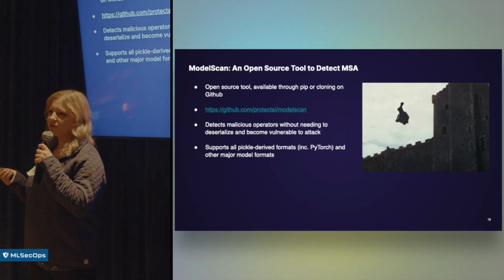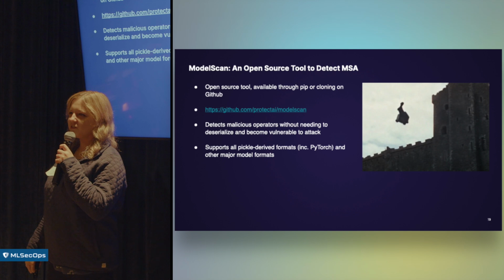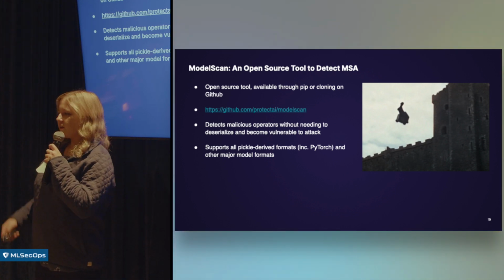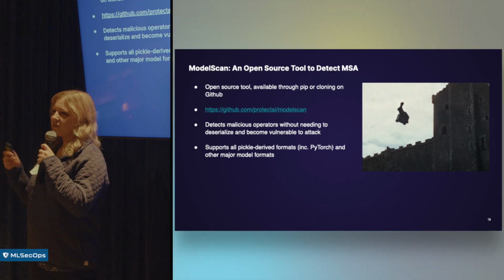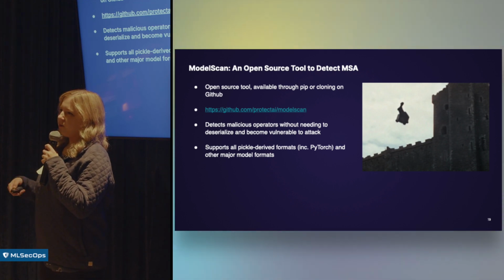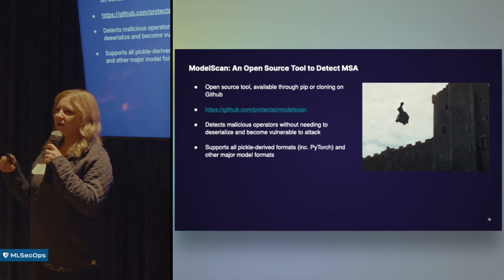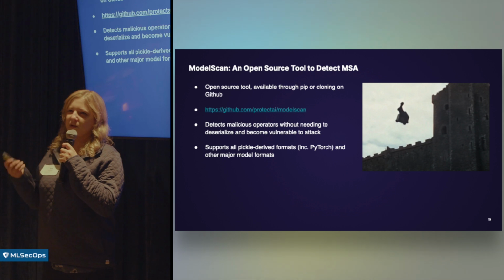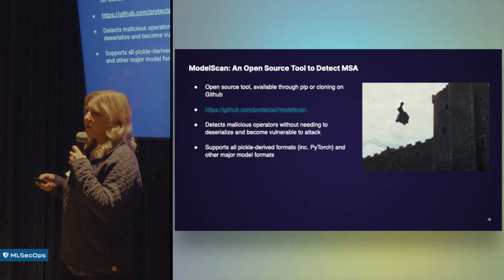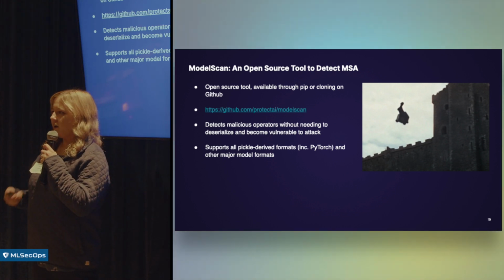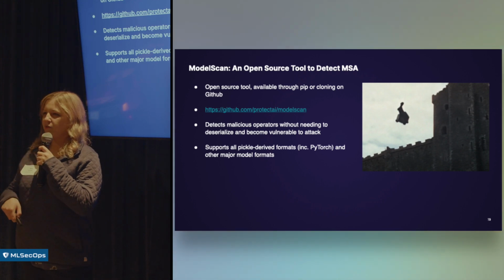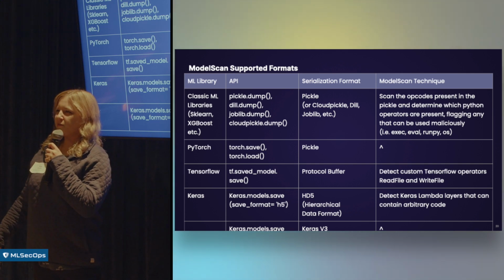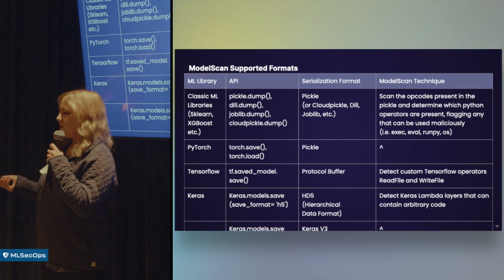ModelScan is an open source tool to detect model serialization attacks. It's free through pip or through cloning the GitHub, and it detects these malicious operators in the file without needing to deserialize and put yourself at risk of the attack. So it supports all of the pickle-derived formats, including PyTorch, and a few other formats that are still vulnerable to these attacks.